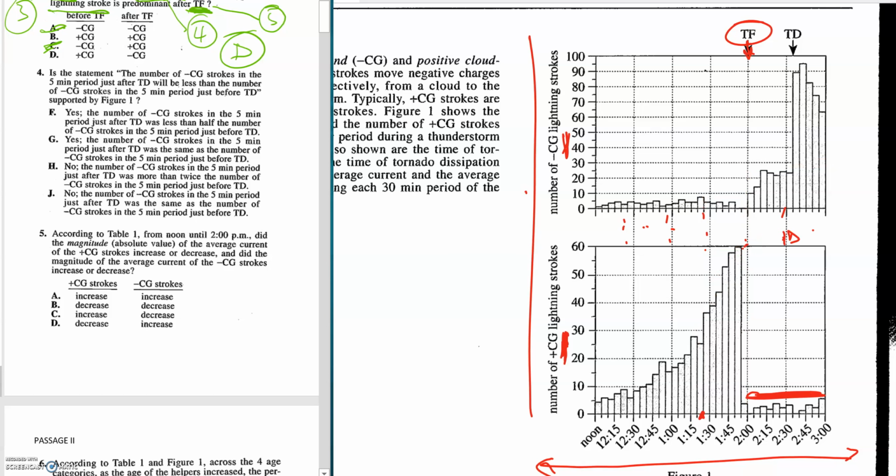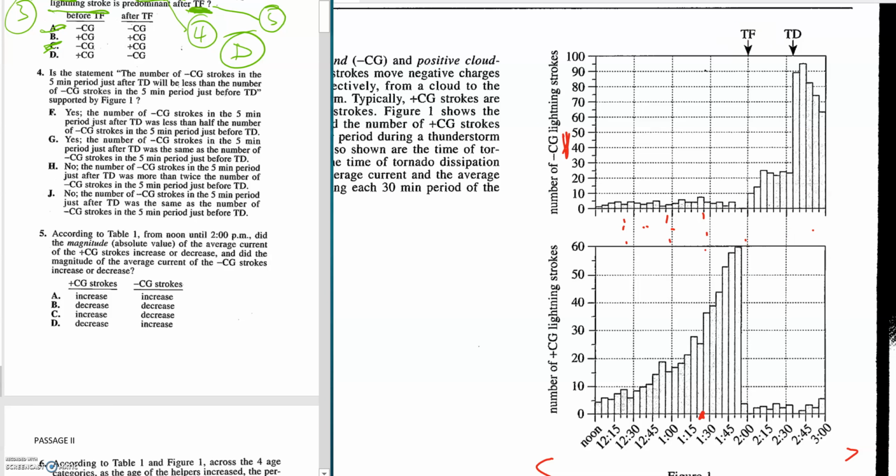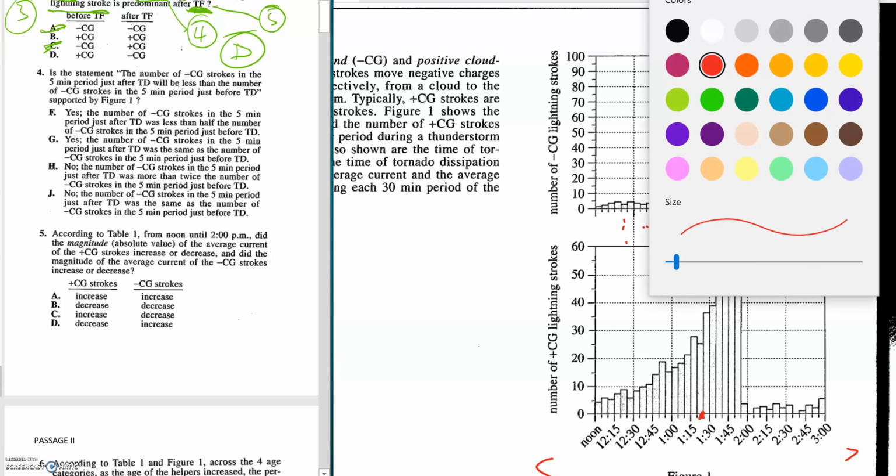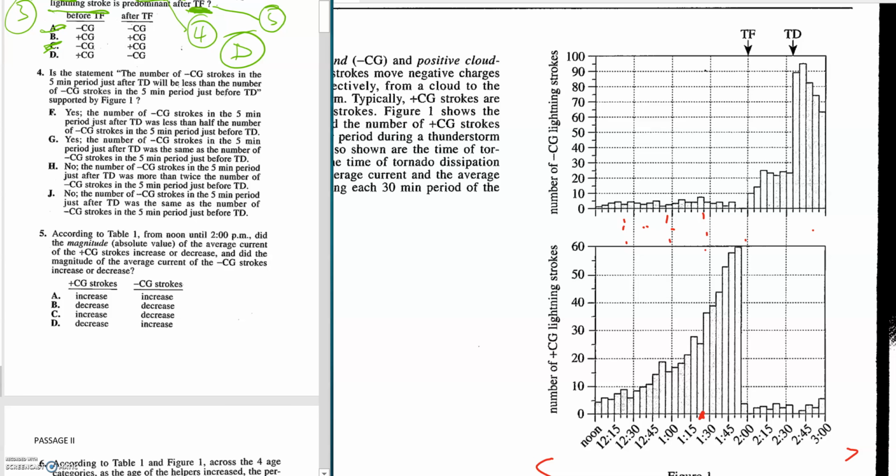In the statement, the number of negative CG strokes in the 5-minute period after TD will be less than... All right, so the 5-minute period, we need figure 1. Okay, so that's going to be step 1. I'm just looking at where we have to look. That's always going to be step 1: find the figure, the graph, whatever. Then after that, we have to find negative CG in the 5-minute period just after TD.